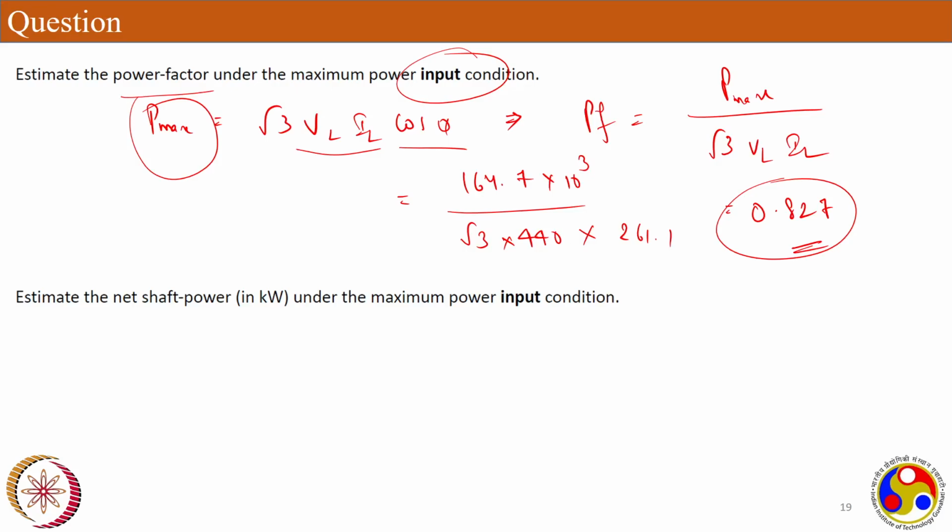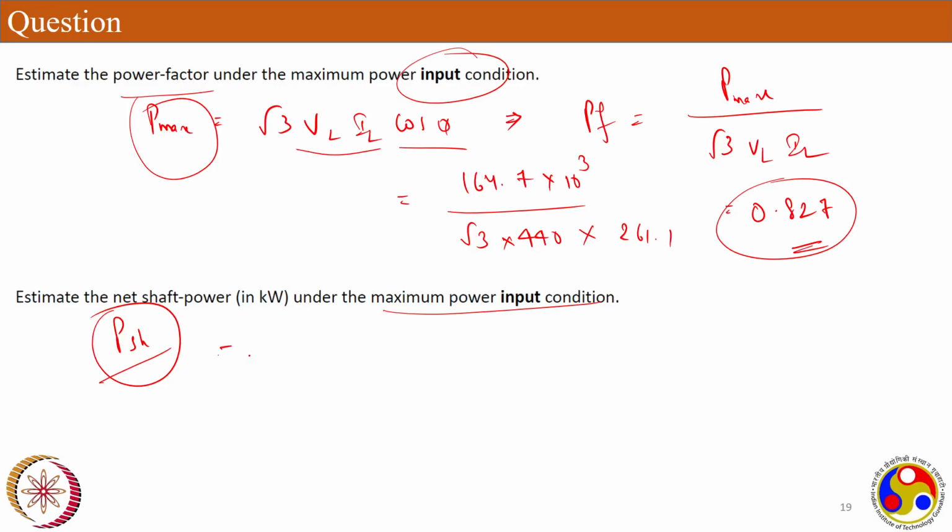Now let's estimate the net shaft power under the maximum power input condition. Once you get the relation for this maximum power input, at that condition you can calculate all power factor, shaft power, line current, etc. Anyhow, here we are asked the shaft power. So it is nothing but the output power at the shaft end, which is useful power, the nameplate detail power, output power. Now to calculate the shaft power, you know the maximum input, and if you subtract the losses from the maximum input, that's it, you got the shaft power.